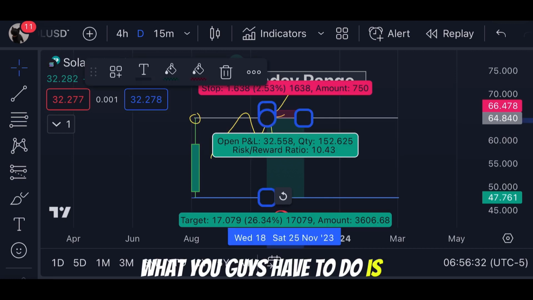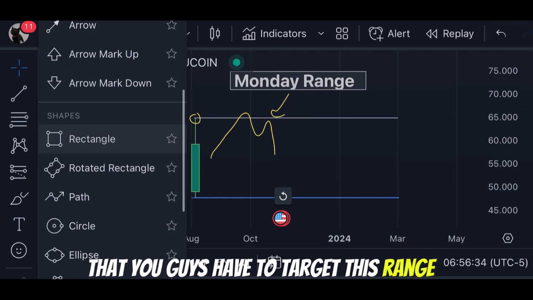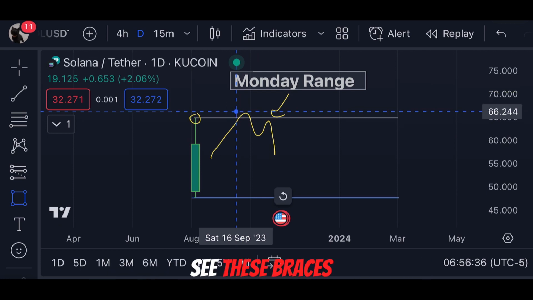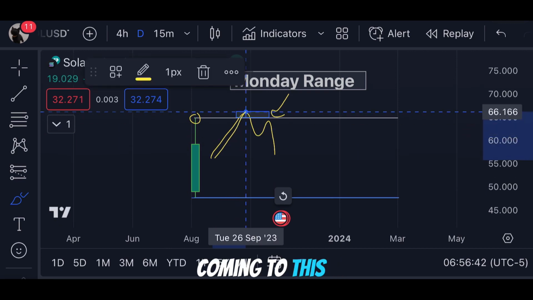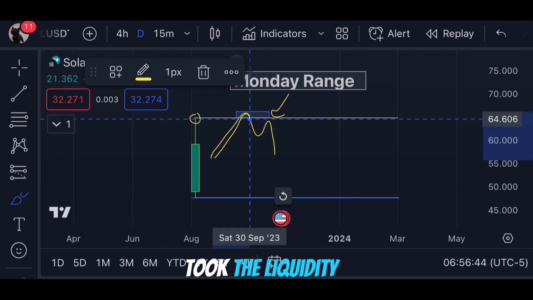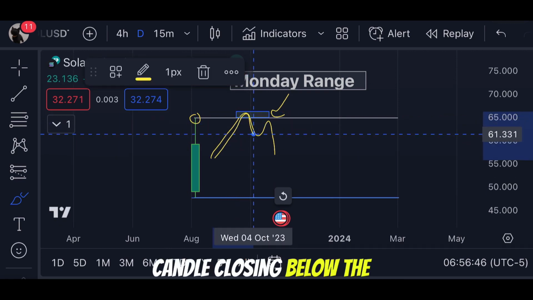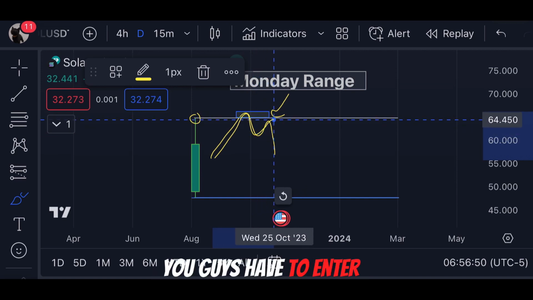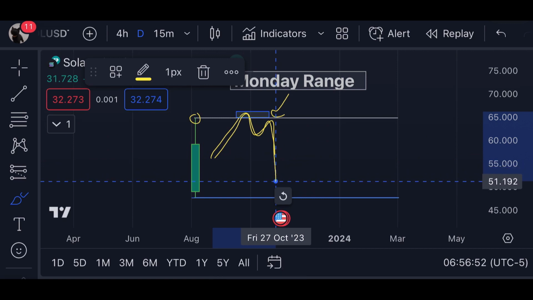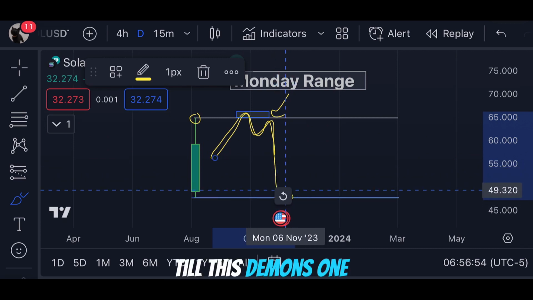That is exactly going to be the short setup. So what you guys have to do is target this range. Do you guys see these prices? This is the level, this is the invalidation point. So once we see the price coming to this supply zone, take the liquidity, go to the downside, and the candle closes below the supply zone, you guys have to enter, and then the price will definitely consolidate all the way. You guys have to hold till this demand zone.